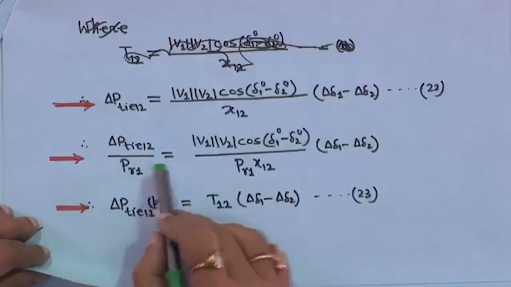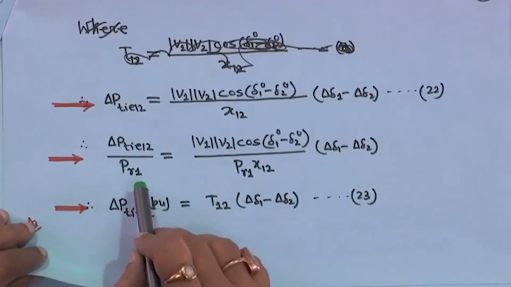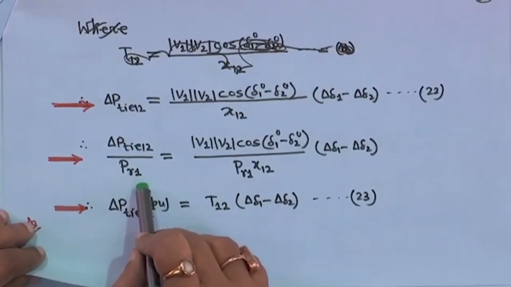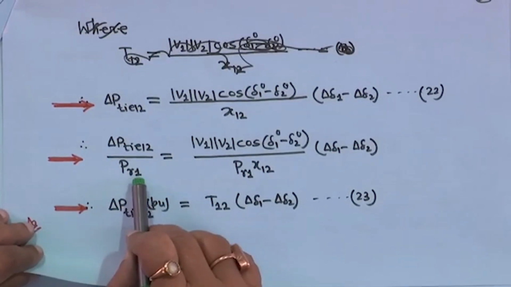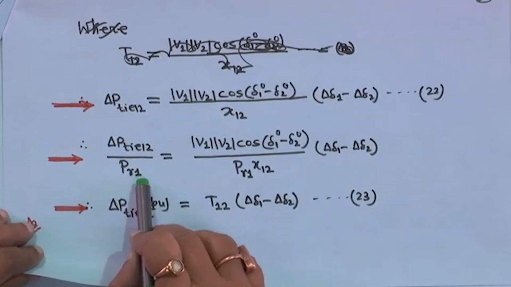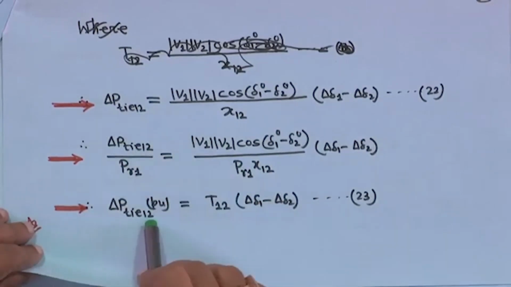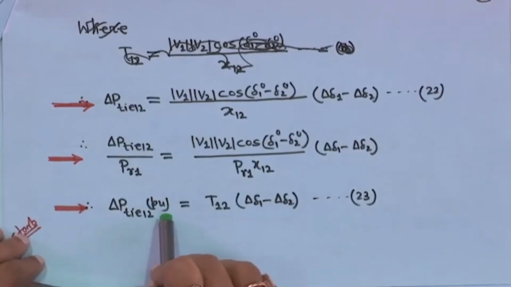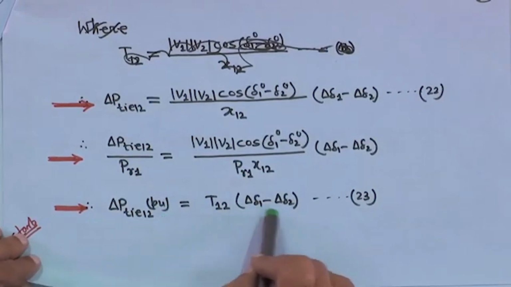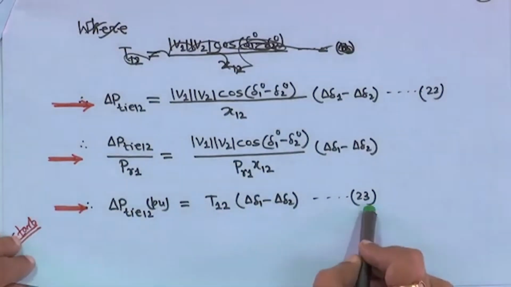So, we have seen that both sides we are dividing by the rated capacity of area 1, Pr1, which is in megawatt. If you do so, then this will be in per unit. So, delta P_tie12 per unit is equal to T12 times (delta delta 1 minus delta delta 2). This is equation 23.